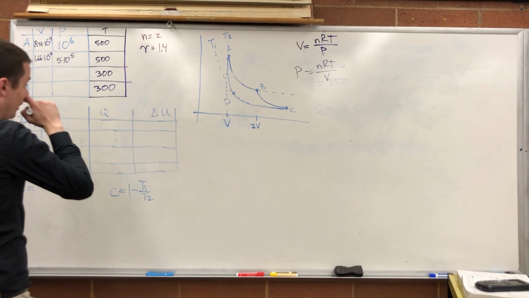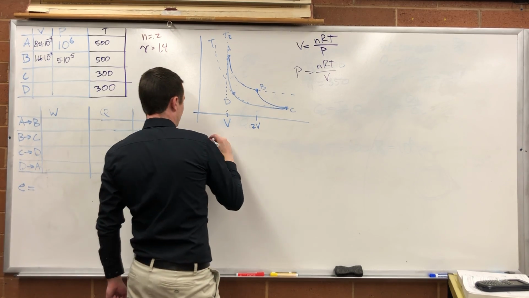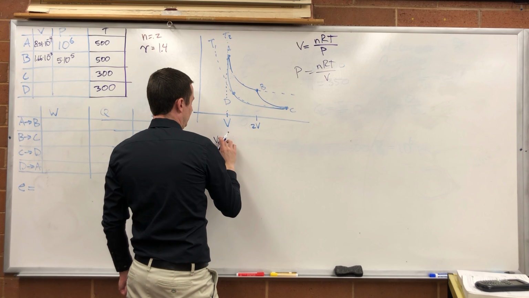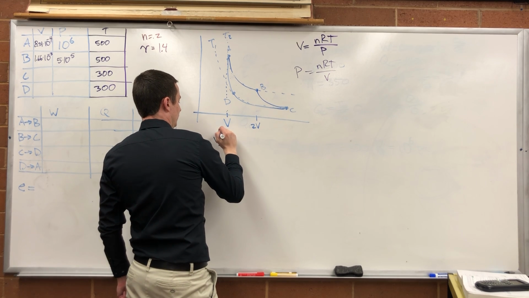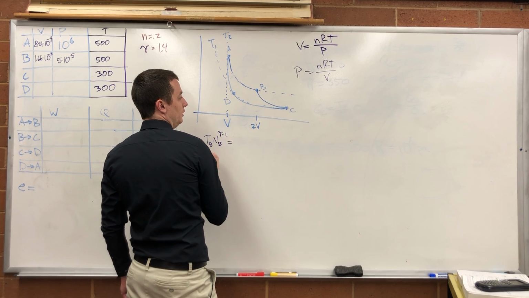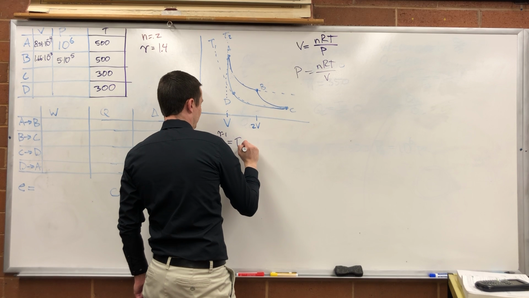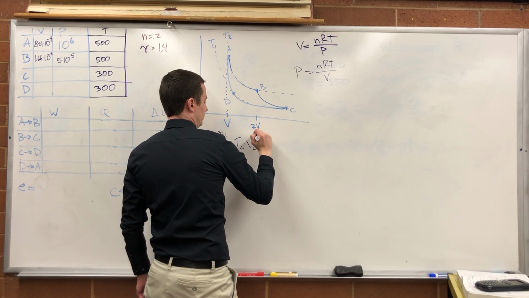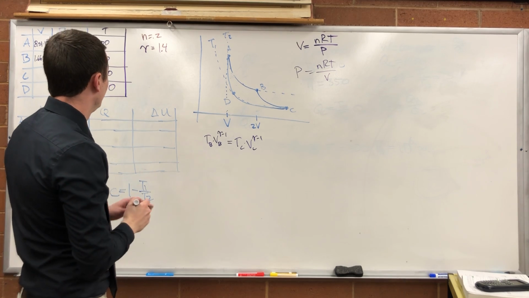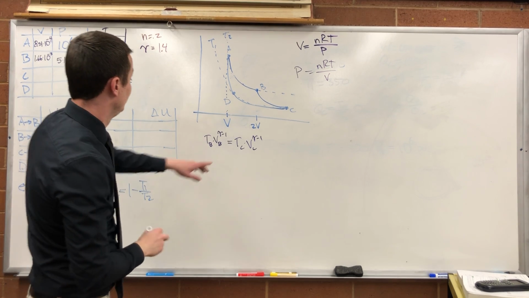Yeah. And so I know that the volume at B times, let's see if I can remember this equation. I think it's the temperature at B times the volume at B to the gamma minus 1 is equal to the temperature at C times the volume at C to the gamma minus 1. Is that the right equation? Yeah, you're right. So with that, we can calculate the volume at C.